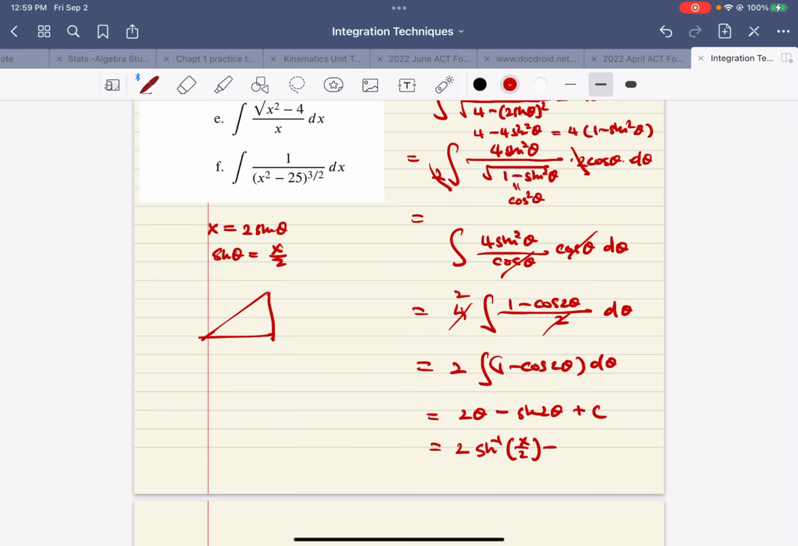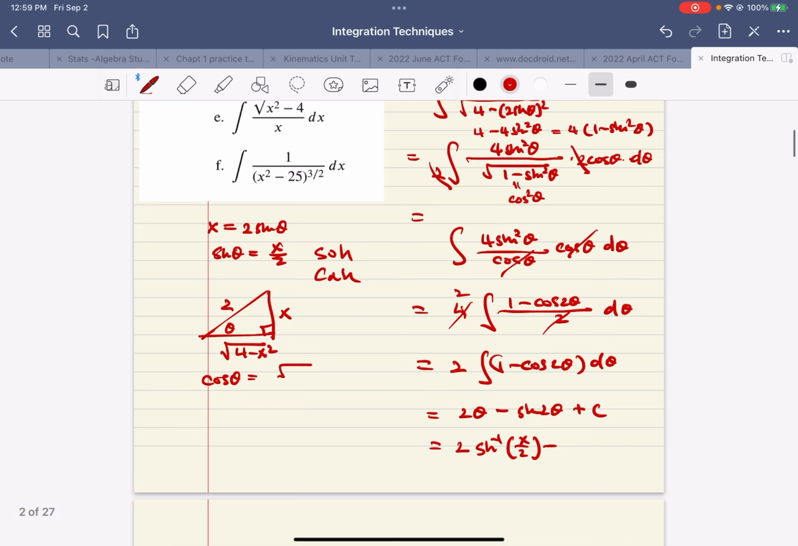So look at the triangle. Let's say this one is theta. Sine is opposite over hypotenuse, and this side, using the Pythagorean theorem, is root 4 minus x squared. So you can say cosine theta is adjacent over hypotenuse, so root 4 minus x squared over 2.